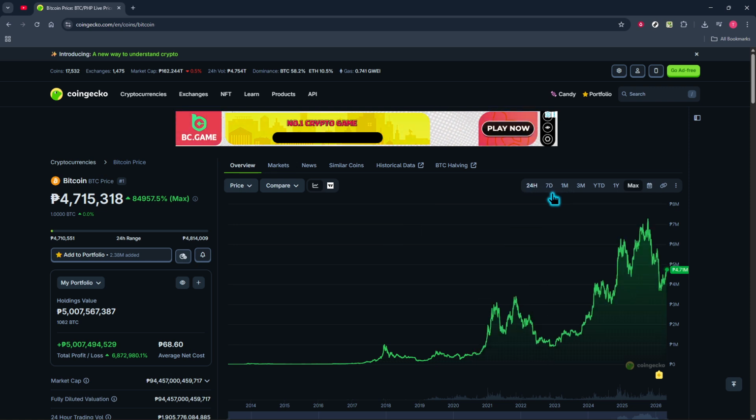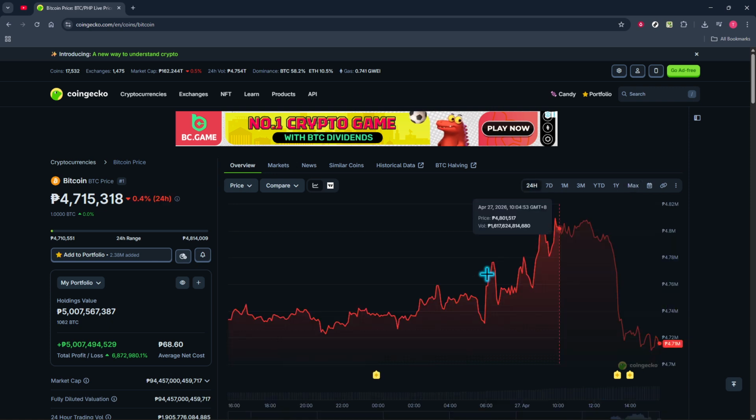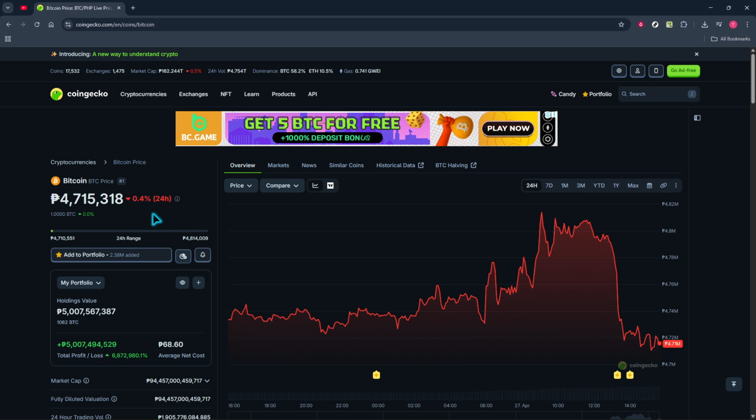Use the compare feature to overlay charts for multiple coins. For example, line up Ethereum against Bitcoin over the same time frame to see which one outperformed. Comparing on identical windows gives you an apples-to-apples read.